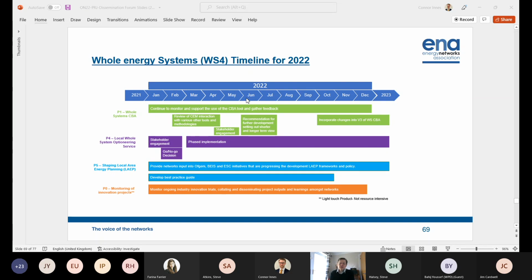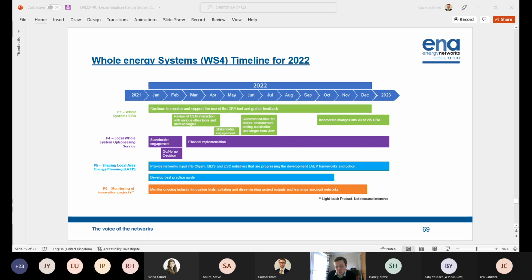So the whole system optioneering service is something that's very much in action at the moment. Through 2021, we worked very closely with a large number of local authorities. I think there was over 100 authorities that engaged with the product to understand how both gas and electricity organisations could better provide a service to local authorities to help them develop their energy plans. We've taken all that feedback on board and we've played it back to the authorities in early 2022 on the preferred model going forwards.